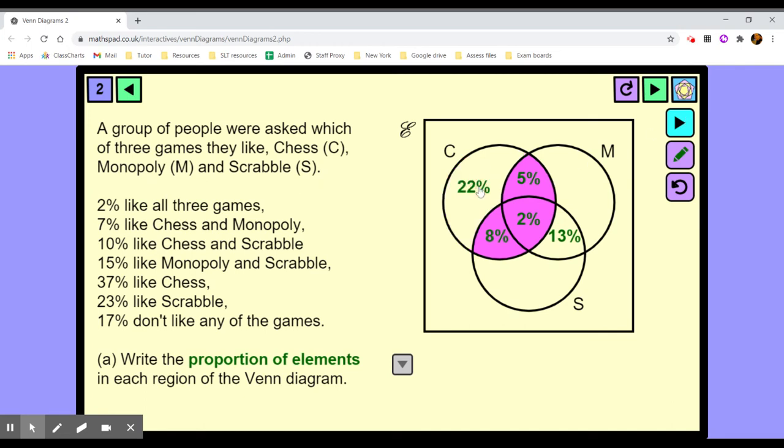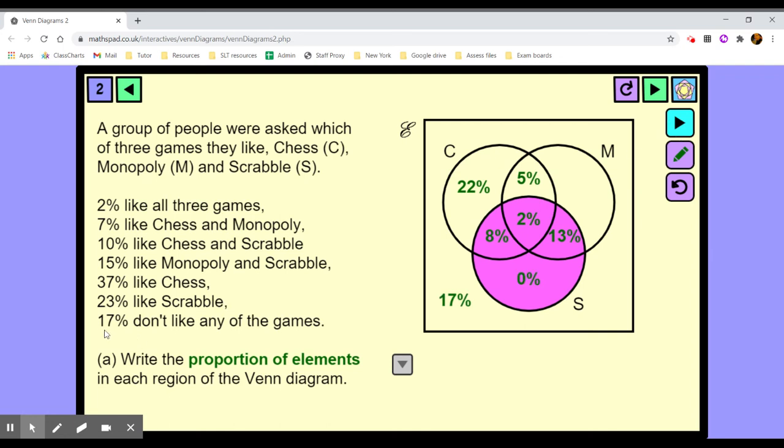If I go to my next bit of information, 23% like Scrabble. So this is my Scrabble section. That needs to be a total of 23. So 8 add 2 is 10, add 13 gives me 23. So there's no one that just likes Scrabble on its own. So we can pop our 0 in that bit.